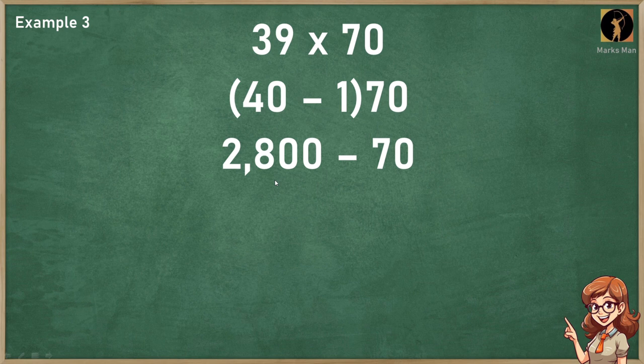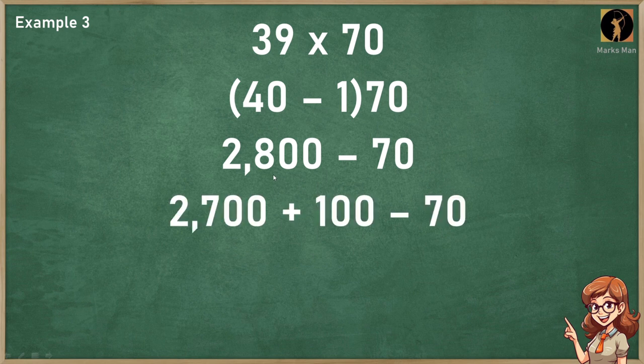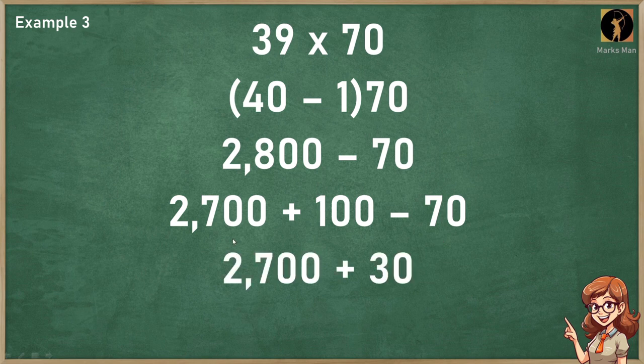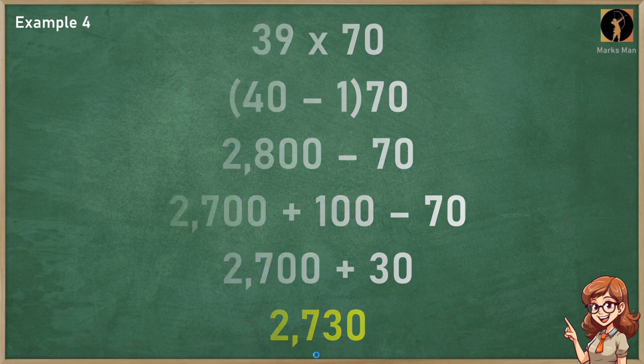Next, to subtract it easily, you need to get 100 from 2,800 so that you can easily subtract 70 from it. So, 2,800 minus 70 is the same as 2,700 plus 100 minus 70. Next, you just need to rewrite 2,700 and we know that 100 minus 70 is equal to 30. Now, you can easily add this. So, 2,700 plus 30, that is 2,730. I hope that's clear.